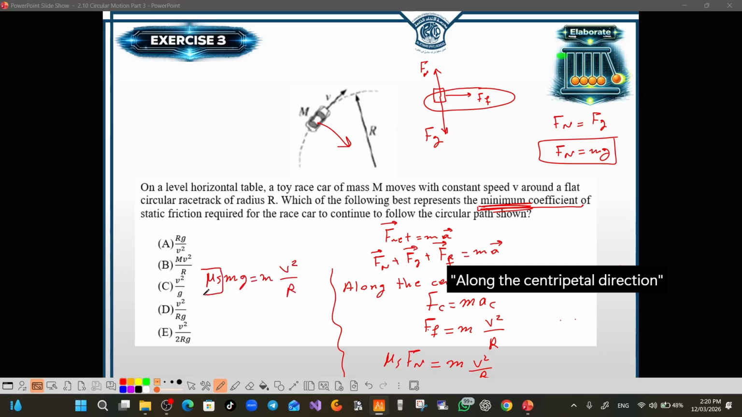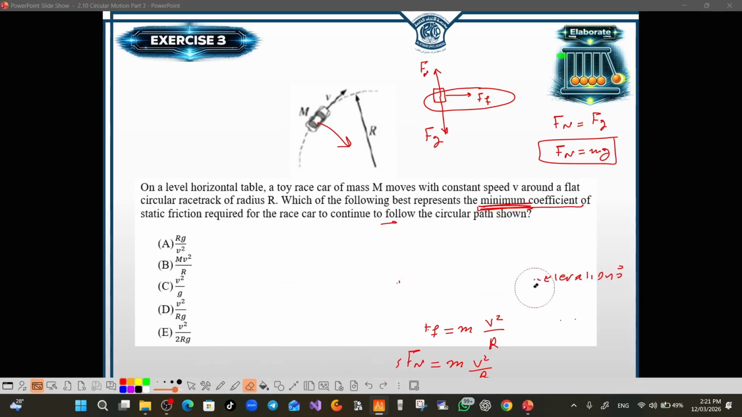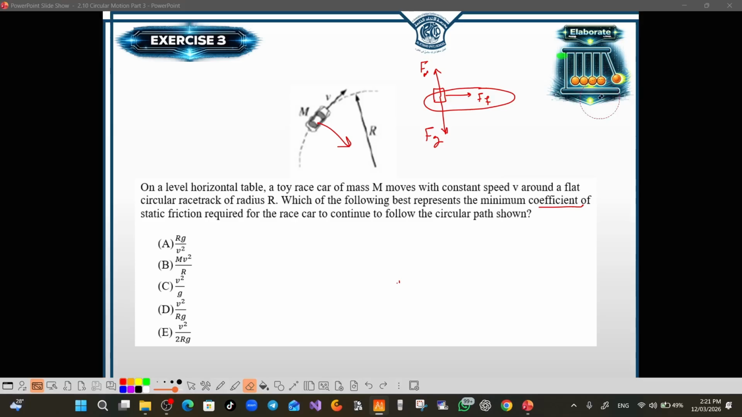Remember, we are interested in finding mu s. Mass cancels out. We move g to the other hand side, it becomes division because now it's multiplication. And mu s is written as v squared over gr. This is the minimum value of mu s that keeps the object in the circular path. And the correct answer would be, for sure, D.